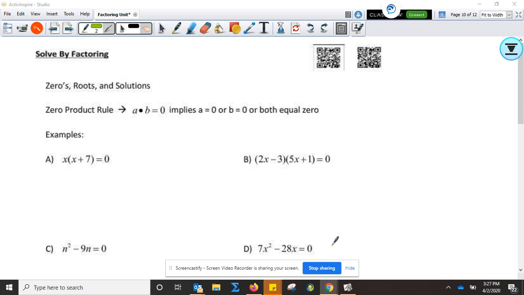All right, so now we're going to solve by factoring. And when we solve by factoring, we are finding the zeros, roots, or solutions. That's going to be where the graph of the equation crosses the x-axis. Okay, that's where it crosses the x-axis.